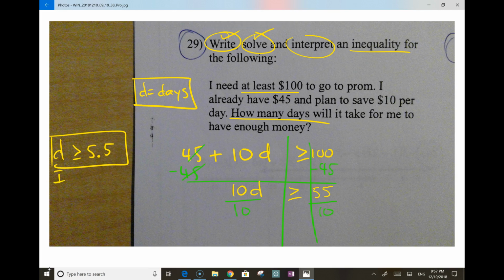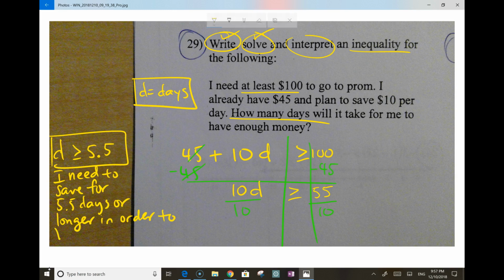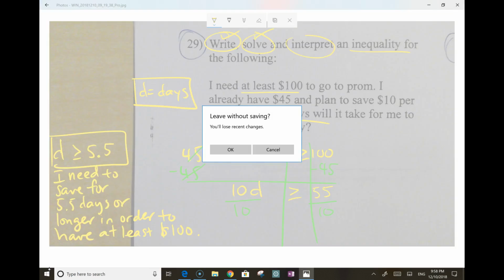So to summarize this, I need to save for 5.5 days or longer in order to have at least $100. Okay, so if you save for, let's say, 10 days, you'll have more than $100 and you're good to go. All right, let's go ahead and move on to the next one.